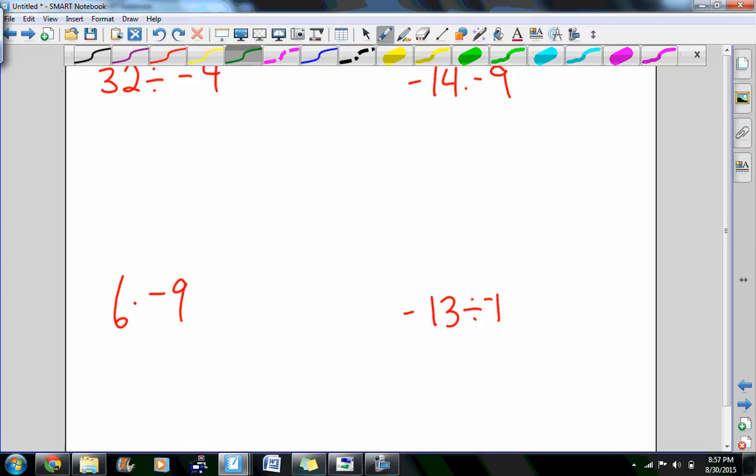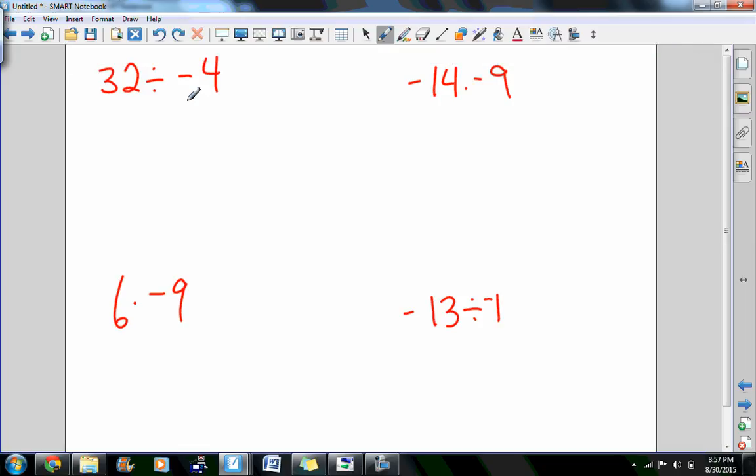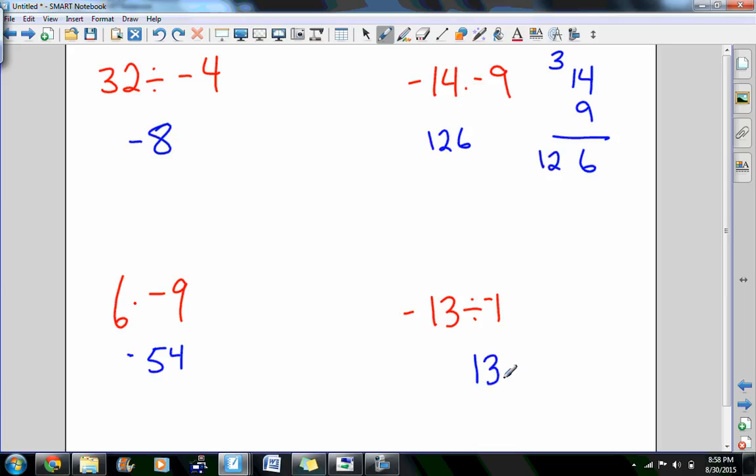So here, 32 divided by -4 is going to be a -8. 14 times 9, negative times negative will be a positive answer. So we're going to multiply with the algorithm. So positive 126. 6 times 9 is 54, as my friend 50 Cent would say, 54. But since one of them is a negative, our answer will be a negative. And here, 2 negatives divided together will give us a positive answer of 13.